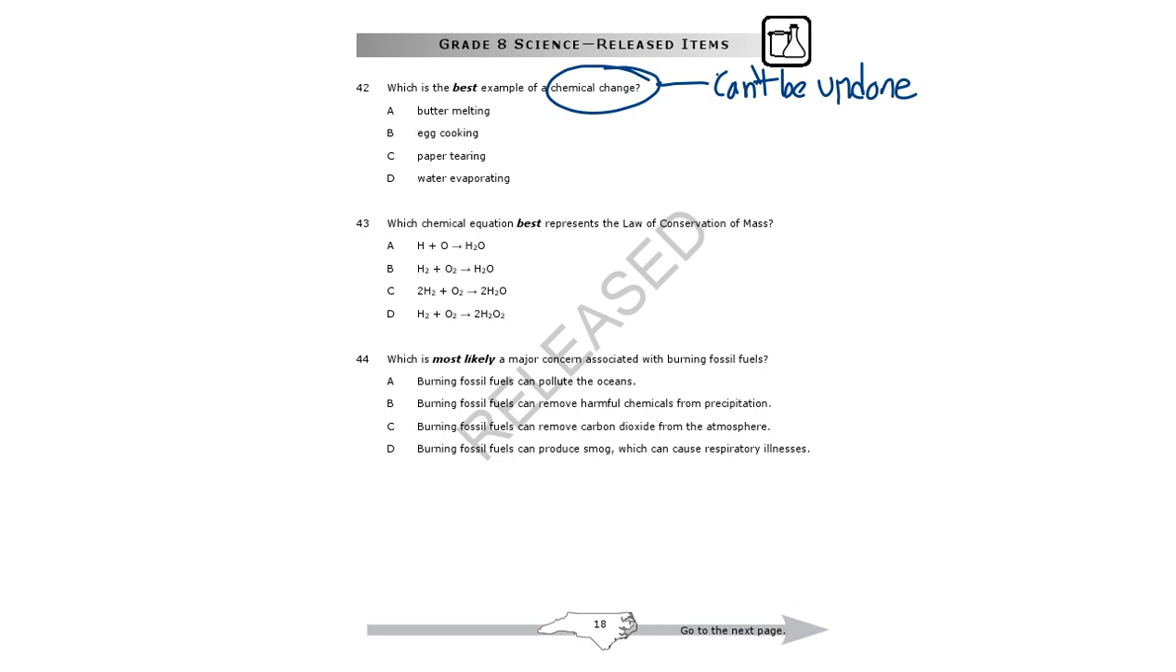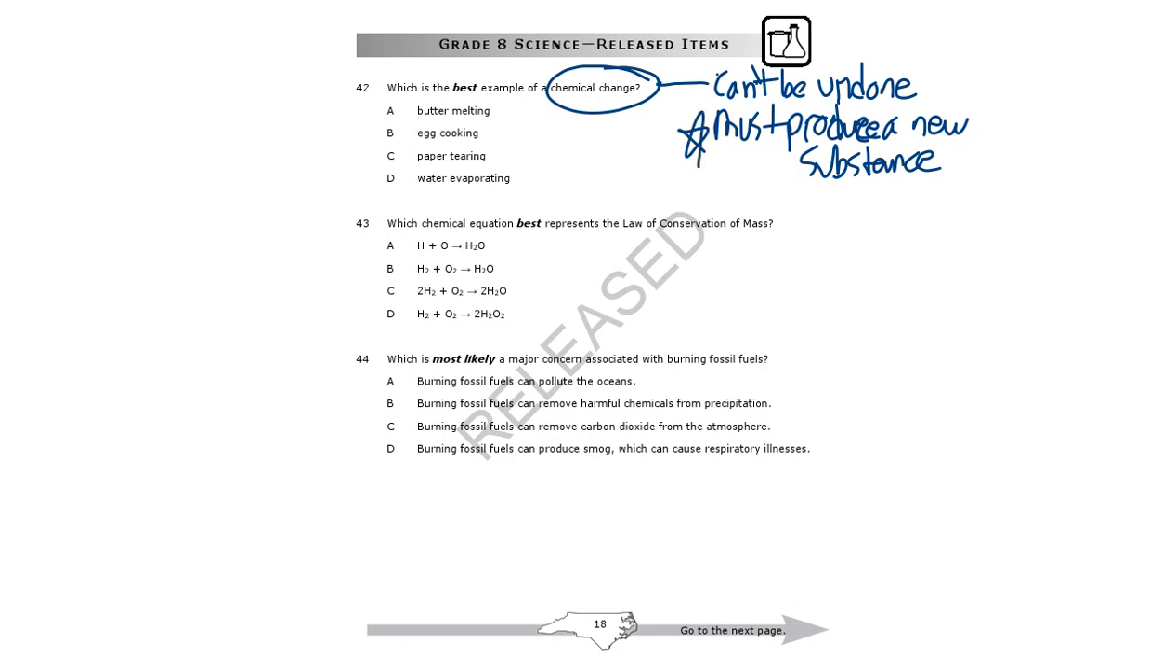All right. So chemical changes cannot be undone. Chemical changes must produce a new substance. That is the main definition of a chemical change. It produces a new substance.